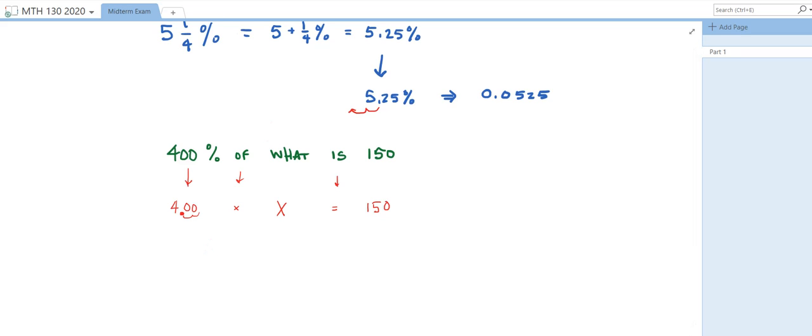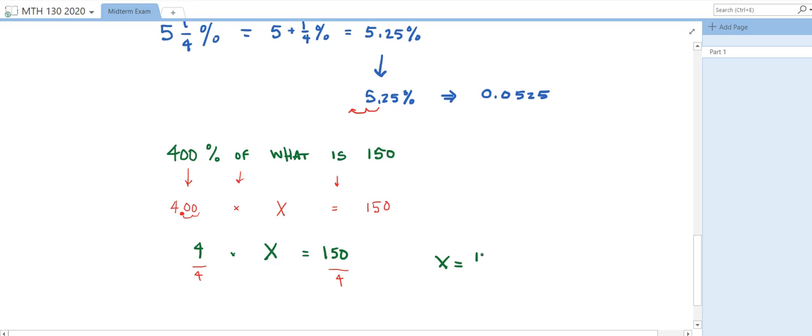So what we've done is we've created just a simple algebraic equation that we can easily solve. So, 4 times x equals 150. Therefore, we could divide both sides by 4. 4 over 4 equals 1. 1 times x is x. So we get x equals 150 over 4, or 37.5.